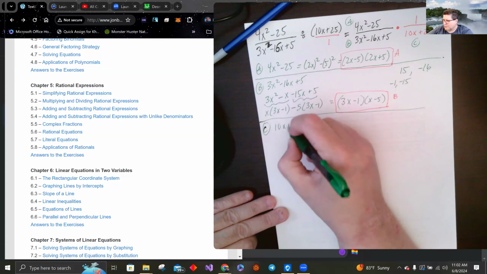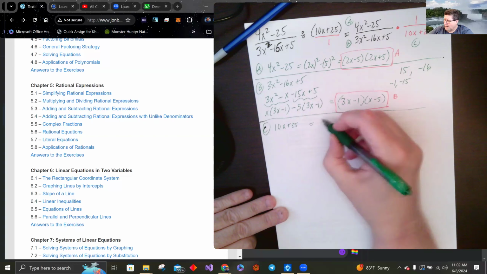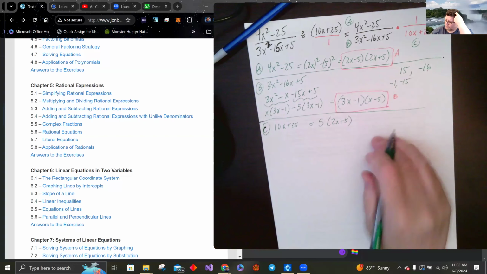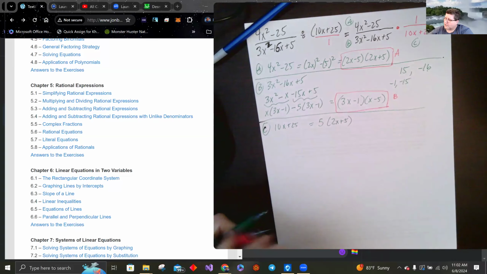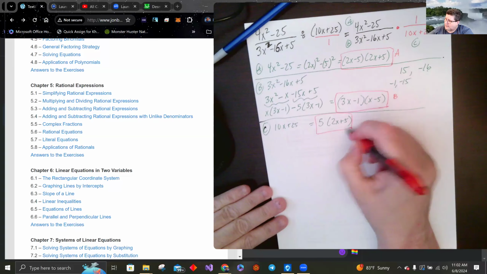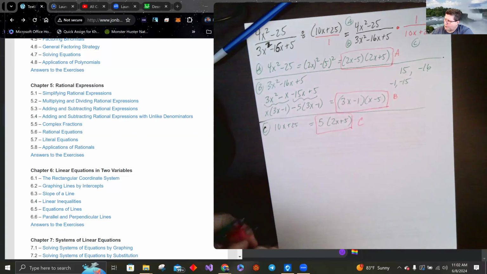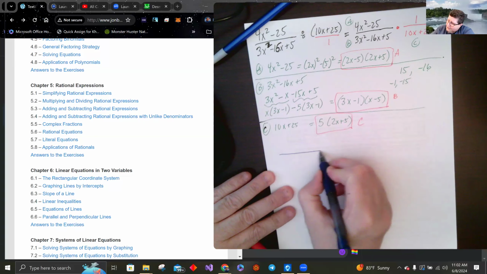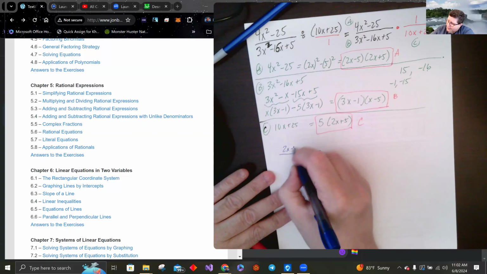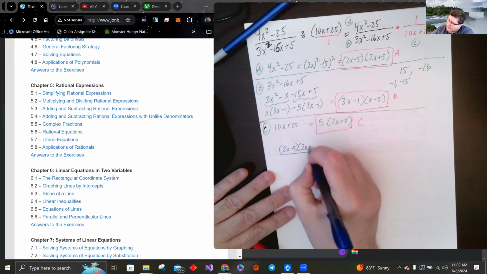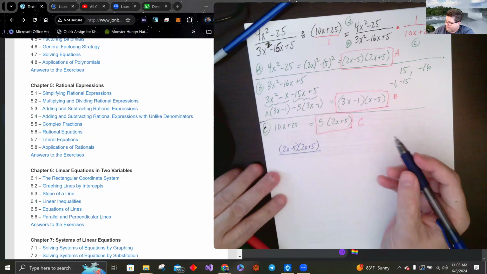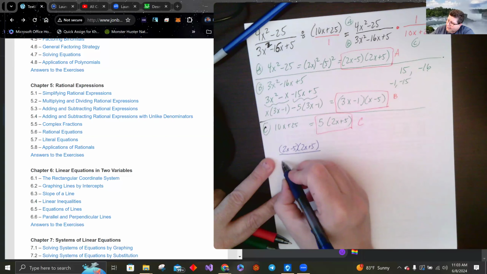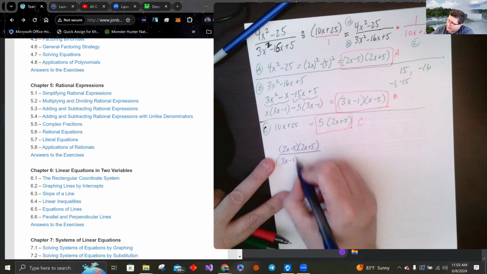(10x plus 25) is pretty easy. It's only divisible by 5, and we get a 2x plus 5. So that's C. I'm now going to put it all together. I had for A, 2x minus 5 times 2x plus 5. For B, which is the denominator, I had 3x minus 1 times x minus 5.